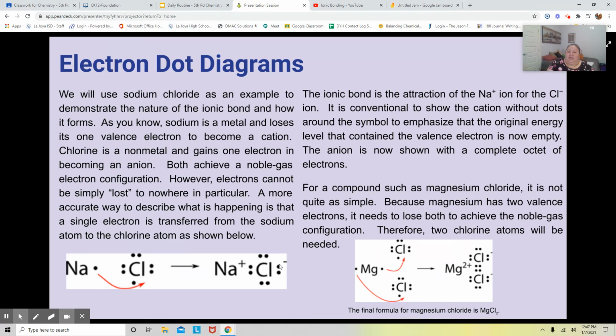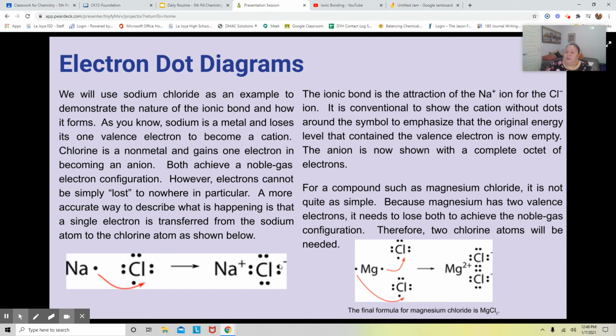The ionic bond is the attraction of the sodium +1 ion for the chlorine -1 ion. It is conventional to show the cation without dots around the symbol to emphasize that the original energy level that contained the valence electron is now empty. The anion is now shown with a complete octet of electrons.